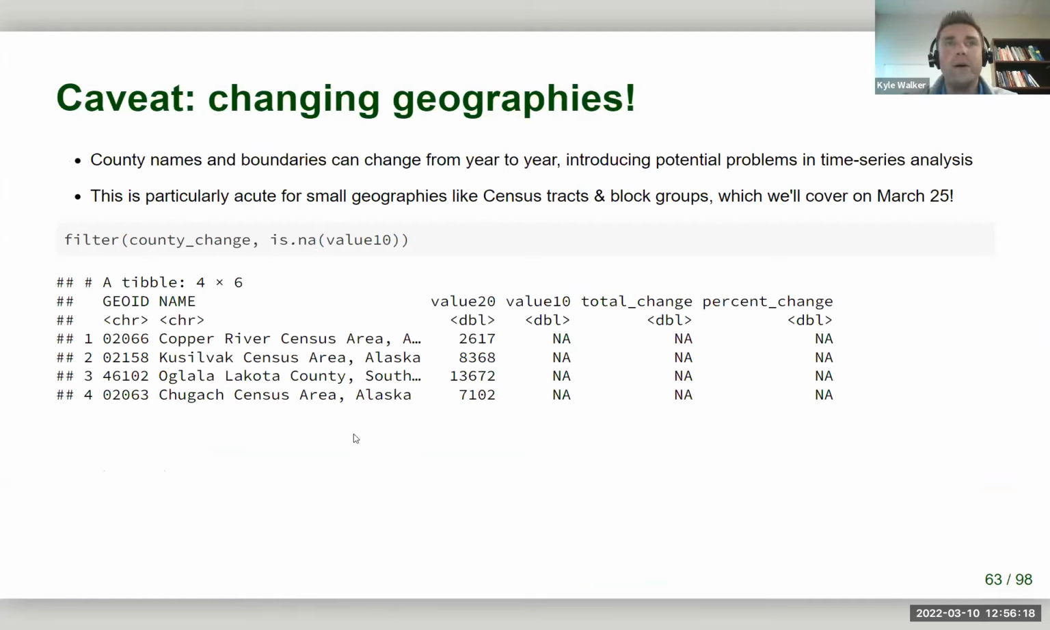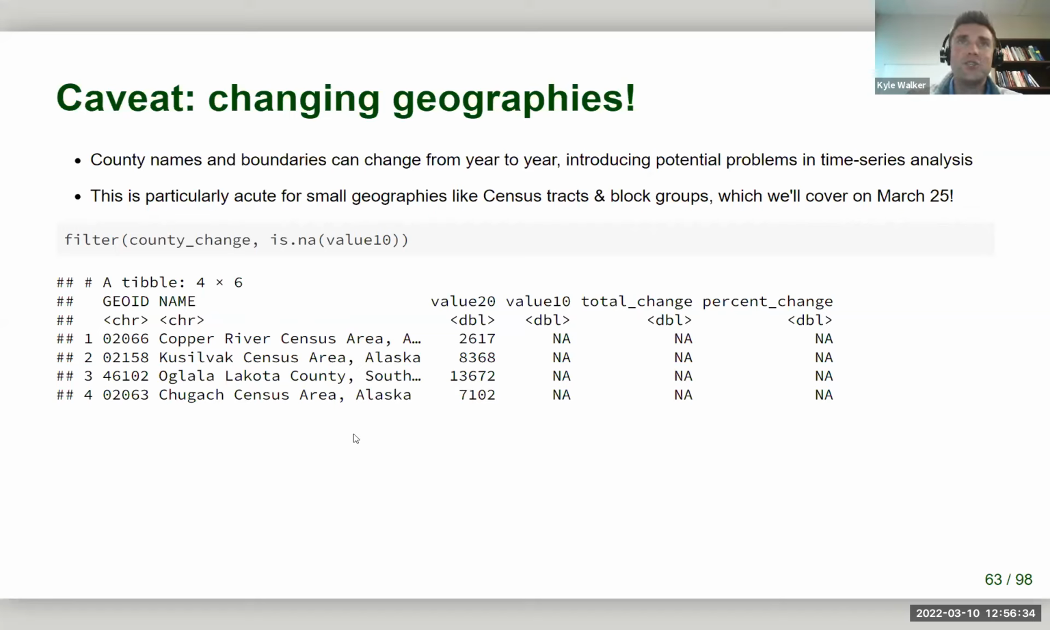What we'll be talking about in 2 weeks when we talk about the new ACS data for small geographies like census tracts and block groups, the Census Bureau redraws census tracts, block groups, and blocks with every decennial census.